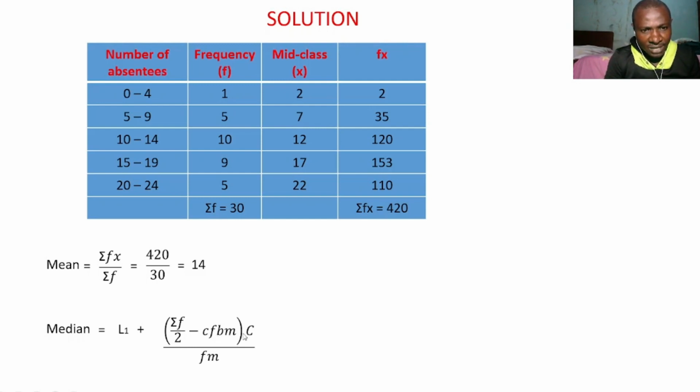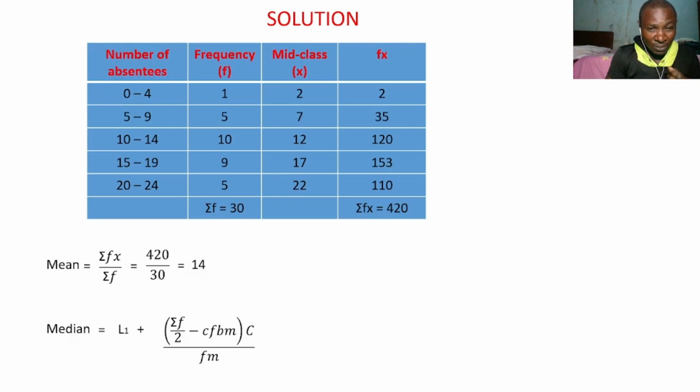Now, this CFBM connotes the cumulative frequency before the median class. Cumulative frequency before the median class means addition of all the frequency before you get to the median class. Our FM in this formula stands for the frequency of the median class, while our C stands for the class width. C stands for the class width, or the wideness of the class.